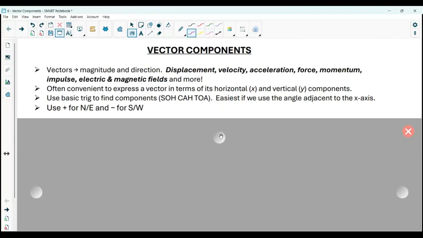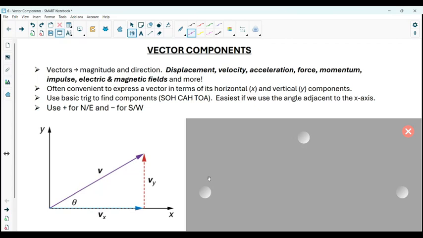Okay, so let's have a little look at our vector. The vector we see here is in purple. It's labeled v, which tells me it's a velocity vector. And I notice that I have my x and y coordinate system here. And I have a little theta here. That's the angle next to the x-axis. You're going to be able to standardize this and do it faster if you always use, let me get my highlighter here to just emphasize this, the angle next to the x-axis.